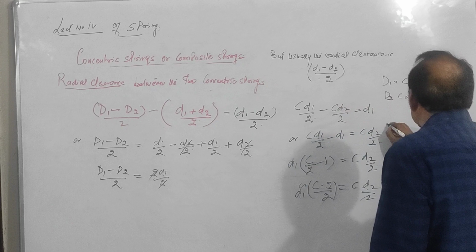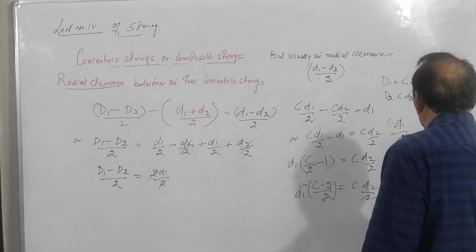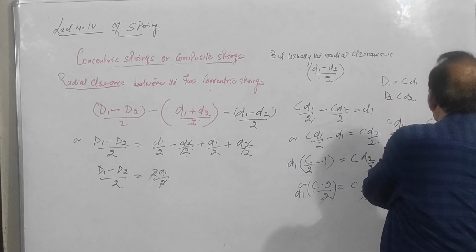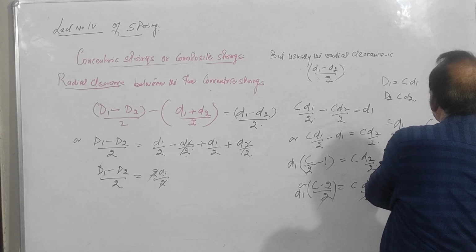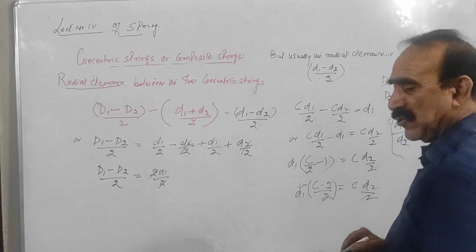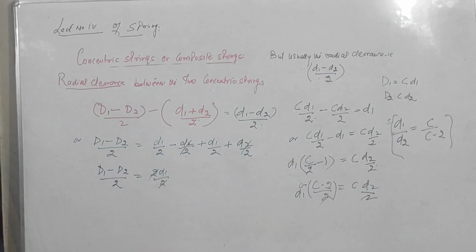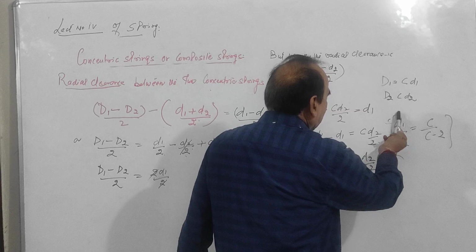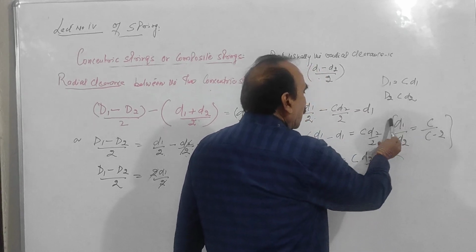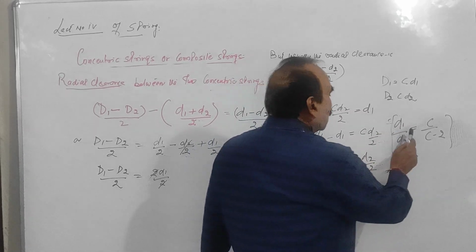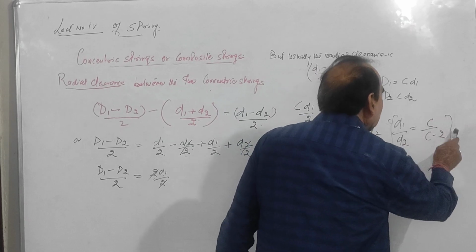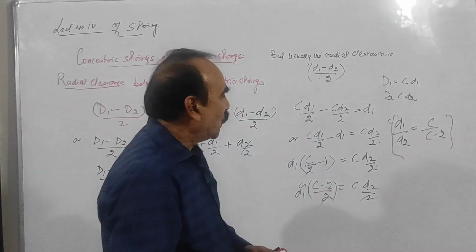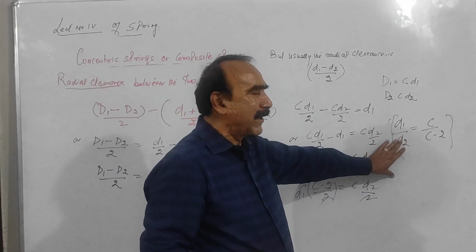So therefore ये क्या आएगा: d1 upon d2 is equal to c upon c minus 2. ठीक है? So this is your equation. So the ratio of the spring wire diameters is equal to c upon c minus 2. This is a very, very important formula to calculate the diameter of the spring wire.